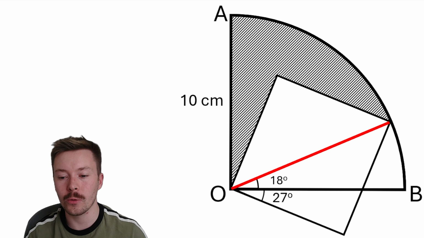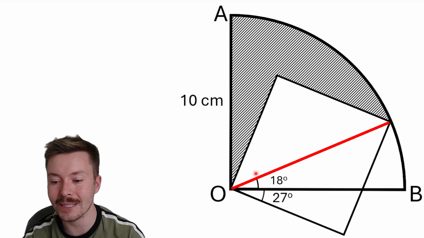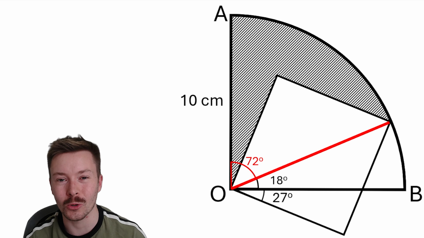and so that angle has to be 18 degrees. Now I know the other angle here must be 45 degrees as well, but I can work out the full angle of that sector by doing 90, because there's 90 degrees in a quarter circle, subtract the 18. That will give an answer of 72 degrees.